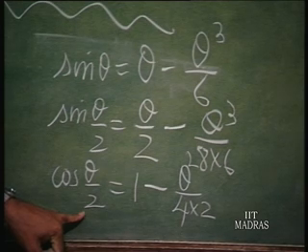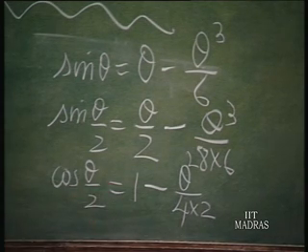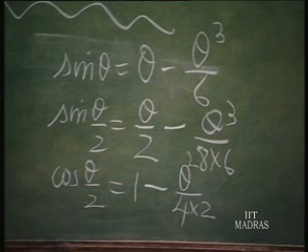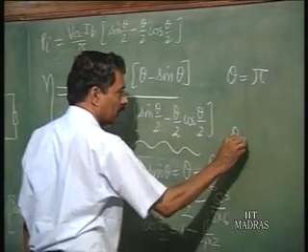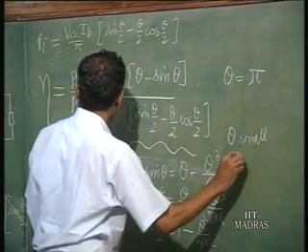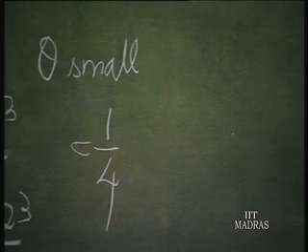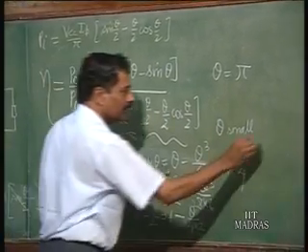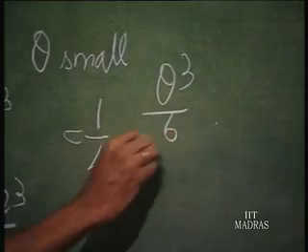The cosine expression has to be 1 minus something, because it should be less than 1. So, theta squared by 4 divided by 2. Now we can substitute these things. So, for theta small, this 1 by 4 theta minus sin theta is going to be theta cubed by 6.